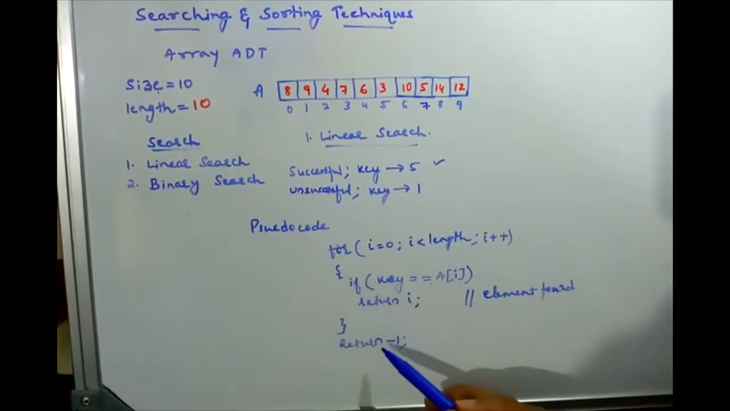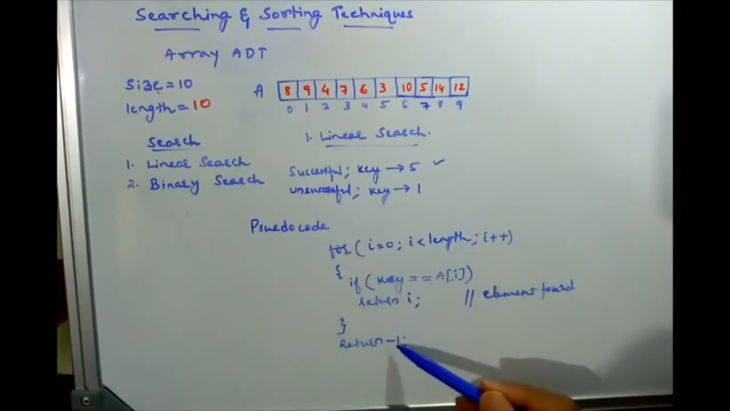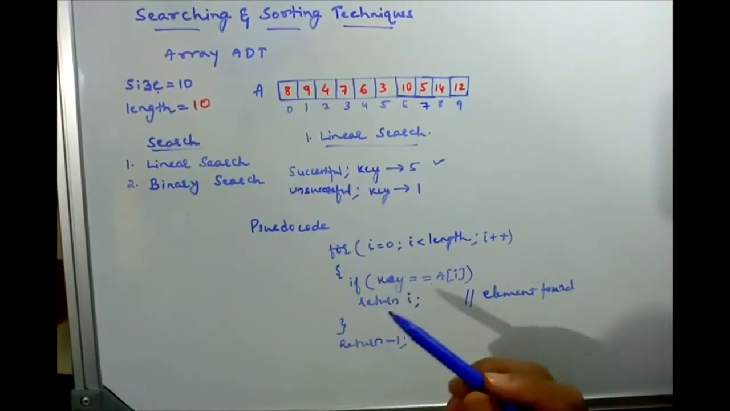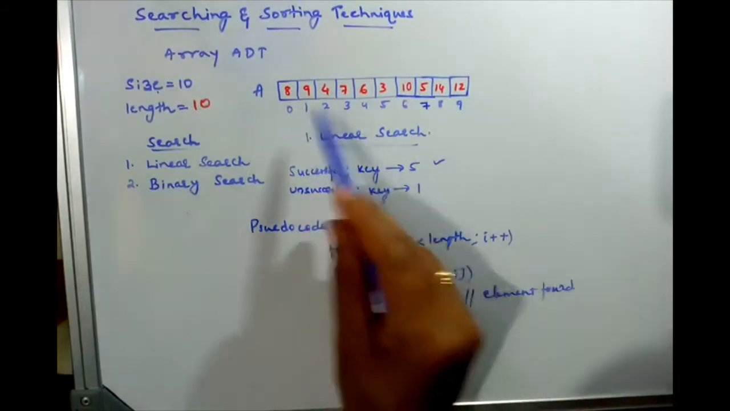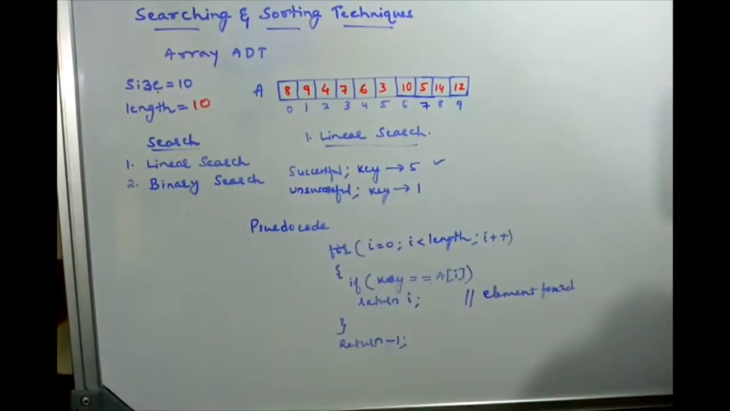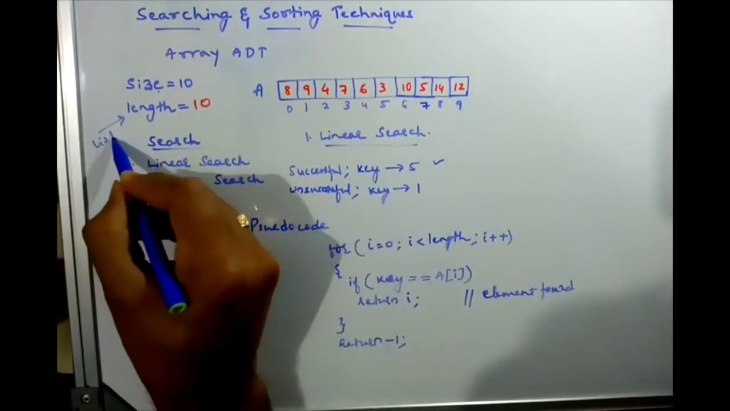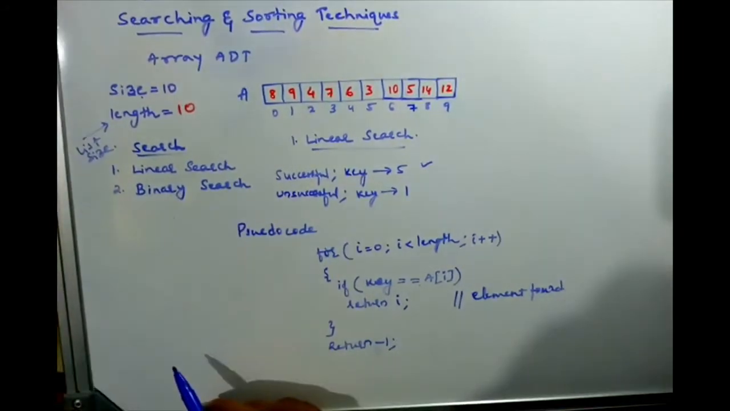Return minus 1 means what? If this is not true, it comes out of this and returns minus 1. If the output is minus 1, it is understood that we have not found the element. It means it is not present in the list. So the list size is 10 here in this case.